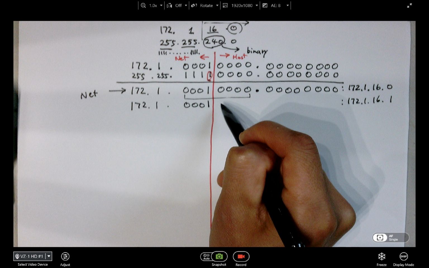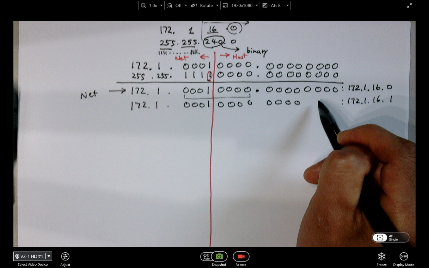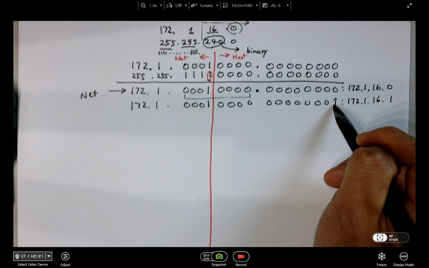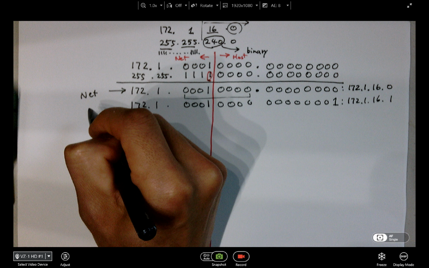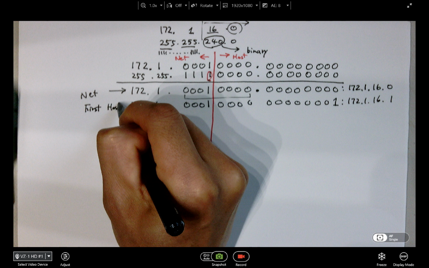172.1.0001, and then 0.000.0.000.0.001. So that's your first usable host IP address.